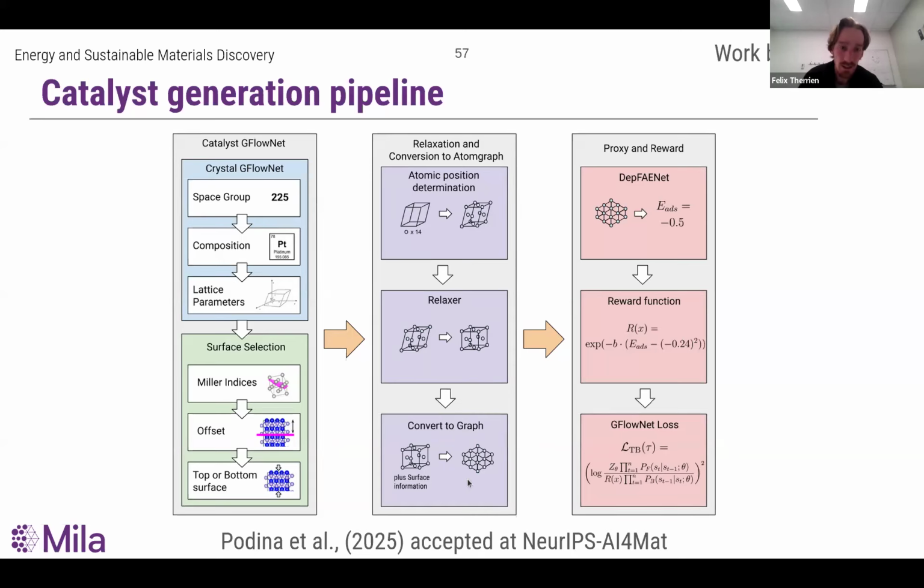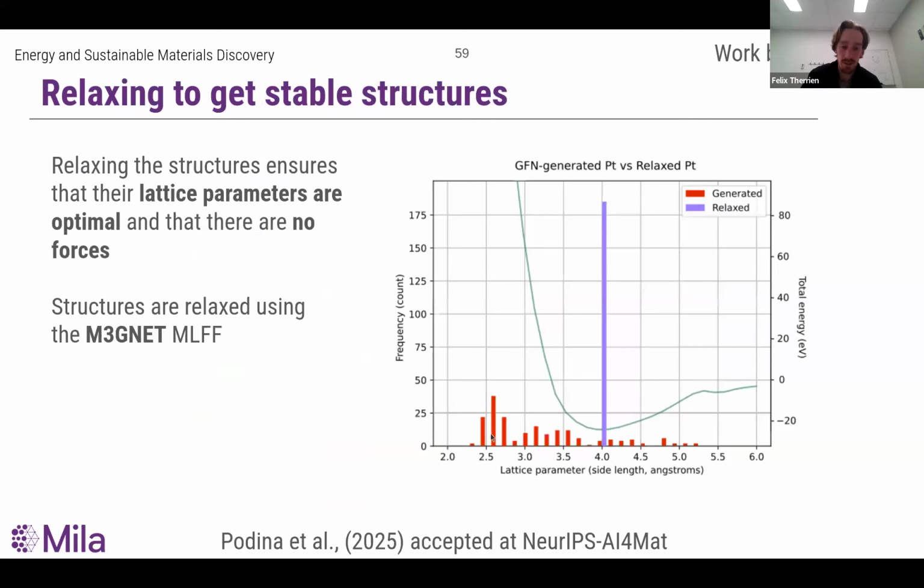So the first thing is we determine the atomic positions. As you may know, this description doesn't tell you the atomic positions, but we're looking at simpler systems where having the space group and the composition can tell you exactly how the atoms are placed. So we place these atoms in the structure, then we relax the structure using a machine learning force field. Let me talk a little bit about that.